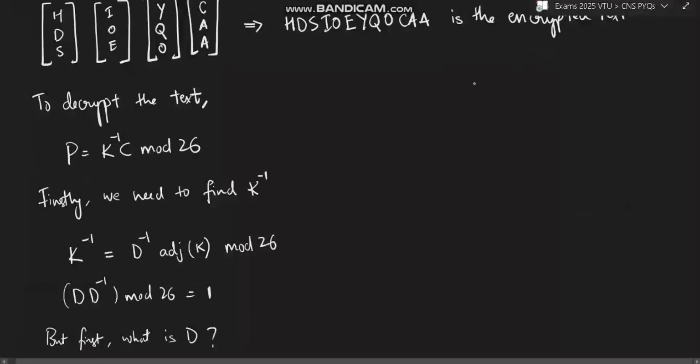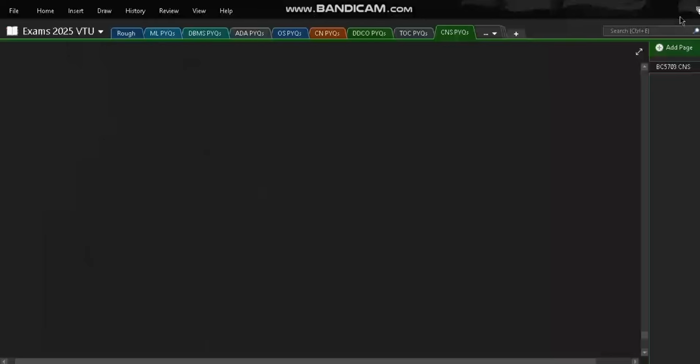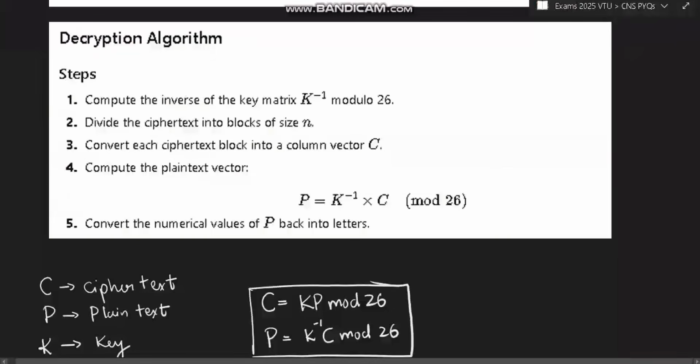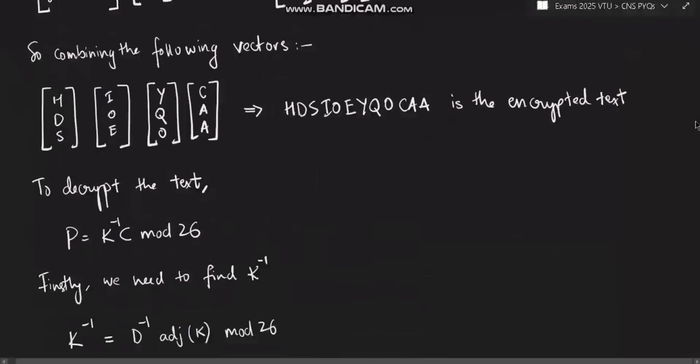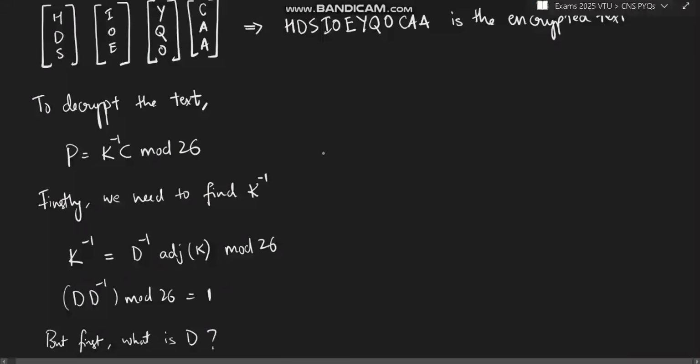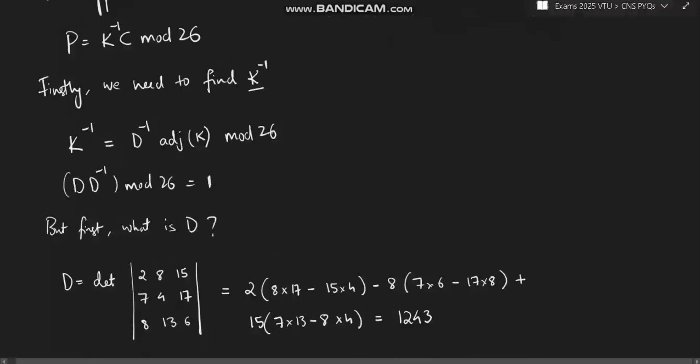There are a couple of steps which you need to follow to decrypt the text. Firstly we need to find out what is K inverse. So how do we find out K inverse? To find K inverse we will be using this formula: D inverse times adjoint of K, mod 26. And what is D inverse? To find D inverse we have to use D into D inverse mod 26 is equal to 1. For that we need to find D. Don't get confused.